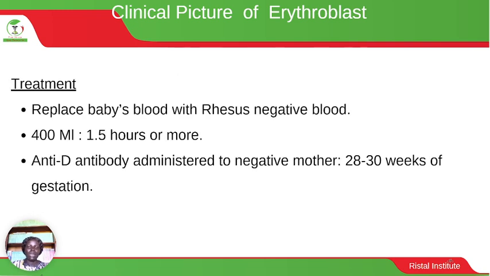So the treatment that can be given: the baby's blood can be replaced with rhesus negative blood, normally 400 milliliters within 1.5 hours or more, as soon as the baby has been born. Then anti-D antibody can be administered to negative mothers at 28 to 30 weeks of gestation. This can help to save the baby's life.